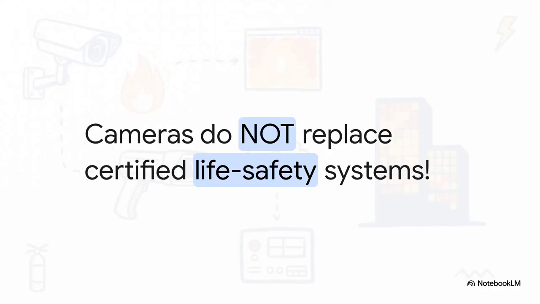Now, before we wrap up, I have to give you a very firm absolute caveat here. Cameras do not replace certified life safety systems. Seriously, unless specifically approved by your local fire marshal or jurisdiction, these cameras are strictly early warning layers. Your code-required traditional alarms and your sprinkler systems, yeah, they must stay in place. These new camera technologies are here to help you see risk earlier. They are not here to let you bypass building codes.